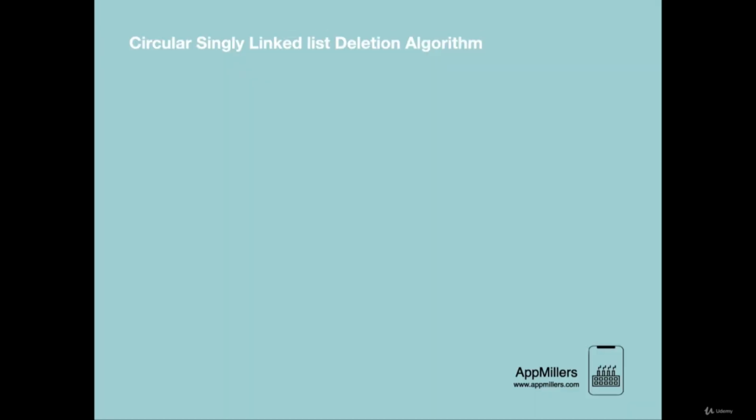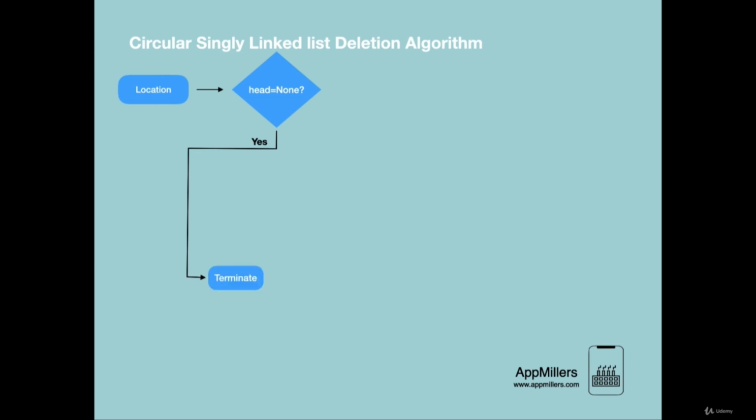Hi there. In this lecture, we will look at the deletion algorithm, in which we are combining all three cases that we discussed in our previous lecture. Our algorithm starts with the parameter of location. Then we are checking the head value. So if head equals none, we terminate our algorithm because it means that we don't have any element in our circular single linked list. But if head is not equal to none, it means that we have nodes in our circular single linked list, so we can continue our algorithm.